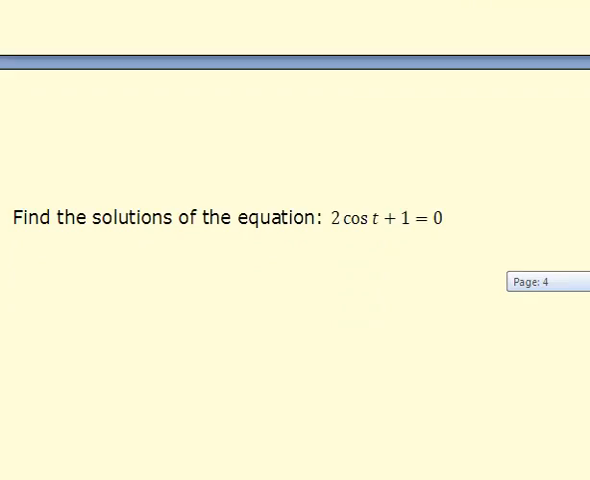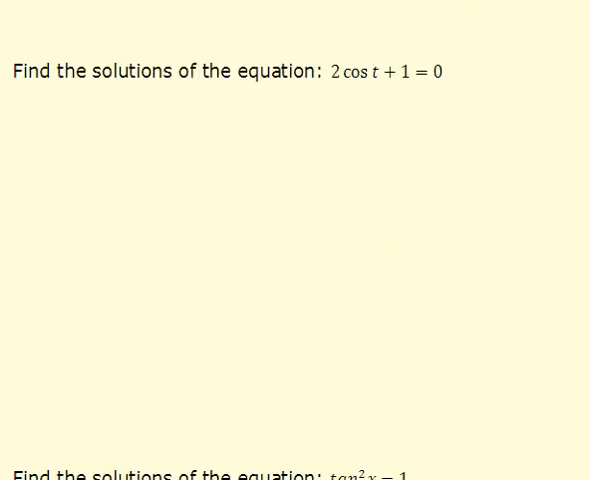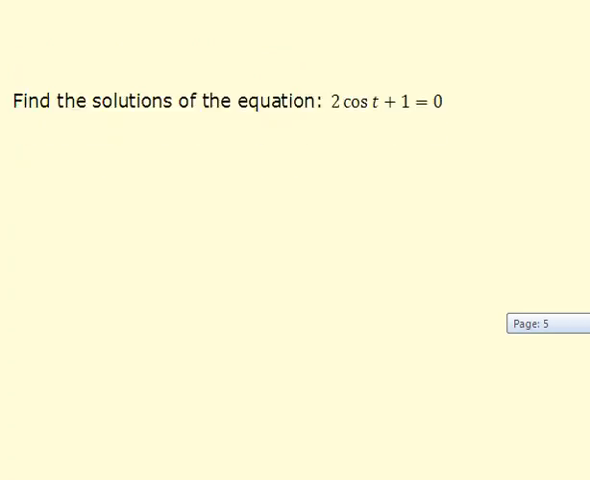In our next problem, we are asked to find the solution to 2 cosine t plus 1 equals 0. In order to solve this problem, we would isolate cosine of t by subtracting 1 and dividing by 2. Therefore, cosine of t is equal to a negative 1/2.